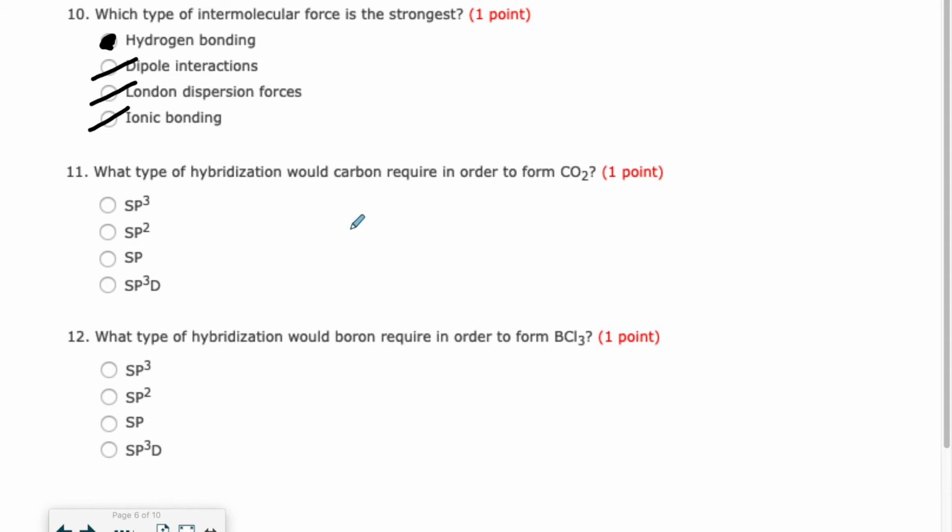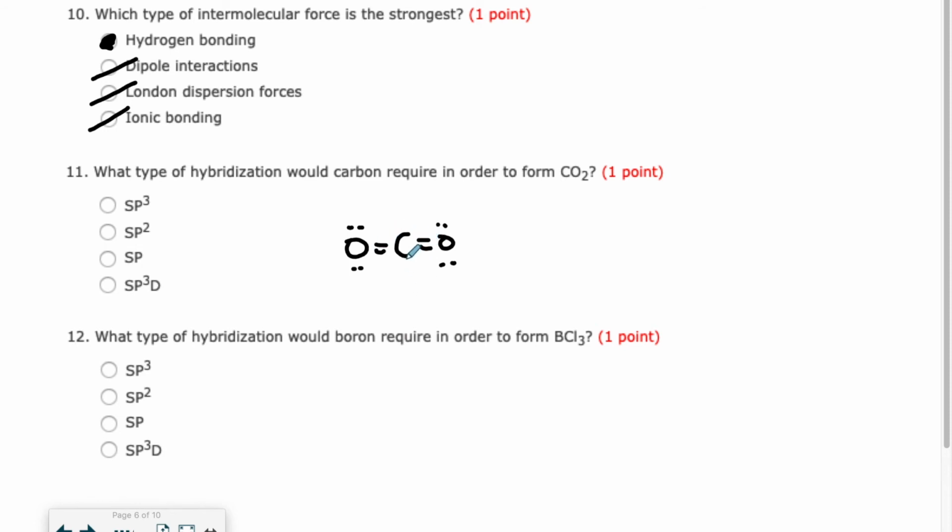All right, 11 and 12 here deal with hybridization. So if you did not watch the notes video, which was assigned within the first week of our flexible instruction, please make sure that you go back and watch that because we did not cover the hybridization within class. The first thing you would have to do is know what the structure looks like for carbon dioxide. So we're going to have a double bond on either side of the carbon. We have two bonding directions here.